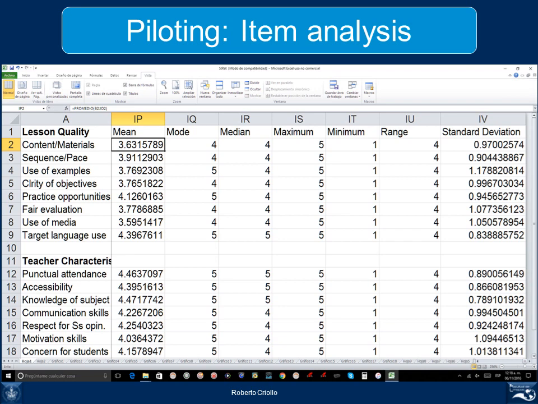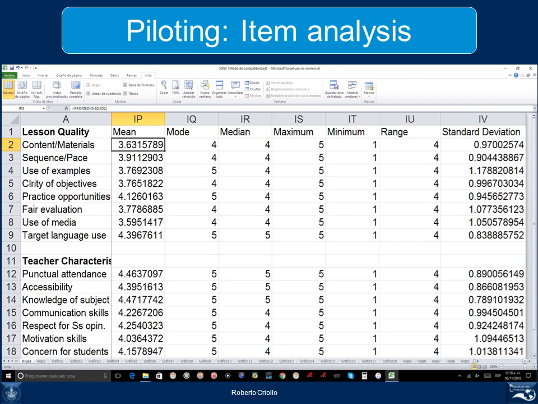Well, first thing is we're going to check how we can interpret the descriptive statistics, and first of all I'll show you this example. That's the one that we saw in class, and of course this is from a teacher evaluation, and we have different kinds of aspects that were assessed. First of all, we have lesson quality, and then we have teacher's characteristics, and then we have different aspects of those general elements that were assessed.